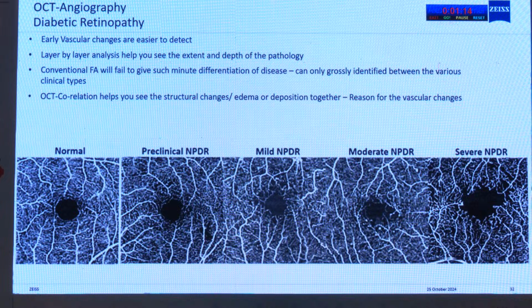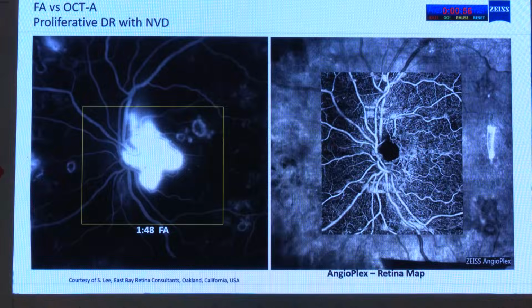This is how you look at the picture: normal, preclinical NPDR, then mild NPDR, moderate NPDR, where we can see the microaneurysms, and in severe NPDR, how the FAZ works. So we can differentiate, and instead of going straight to anti-VEGF, we can wait and watch and treat another way. This is how FA shows proliferative diabetic retinopathy with NVD, but the Angioplex retina map gives us the exact architecture of where the NVD is, whether to treat and when to stop.